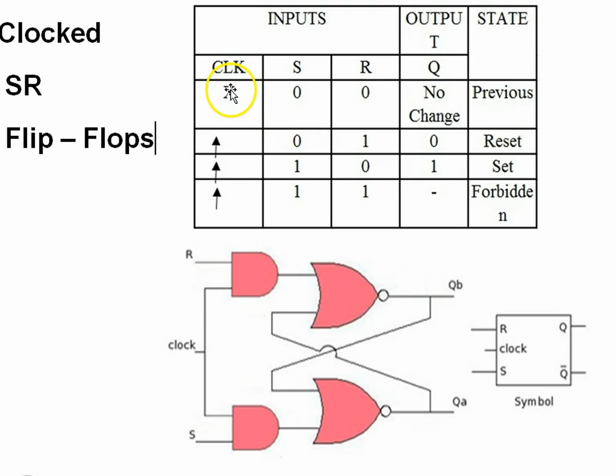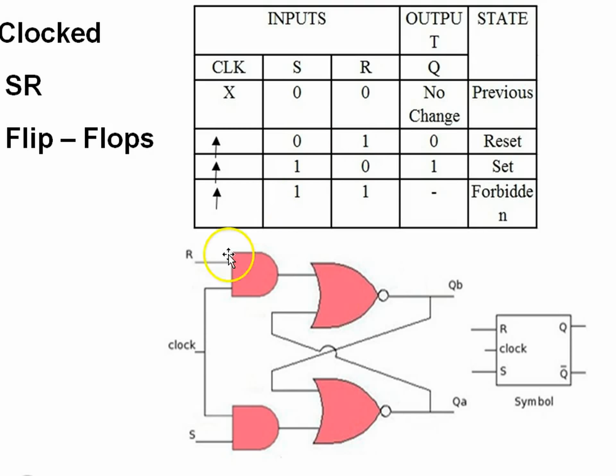Clock is low, cross mean it is low. What will happen? Here will be 0 and here will be 0. R is 0 and S is 0. Now 0, 0, what happens? There will be no change in the output state of this circuit. No change means the previous position will hold.